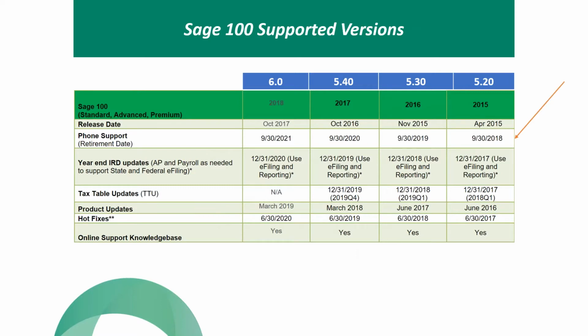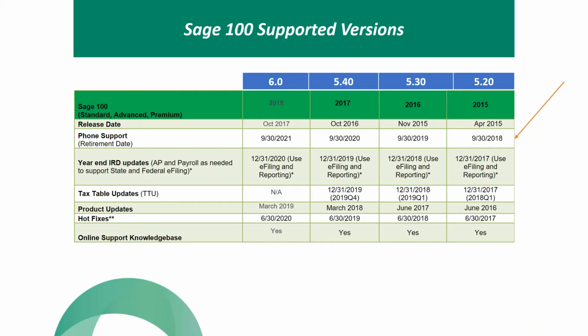So something you want to start thinking about is when you need to upgrade. As you'll see here, version 2015, which is also 5.2, was no longer supported as of September 30th. This means it was no longer supported by Sage. Oasis will continue to support you. The biggest issue would be if you use payroll or print 1099s and there is a change, we may or may not be able to make that change because you're on an unsupported version, but we are not aware of any major changes at this point.